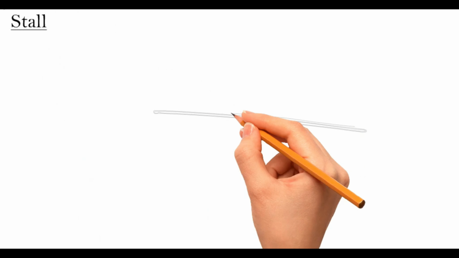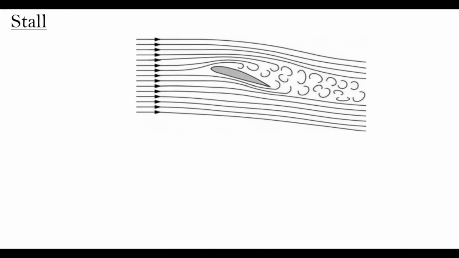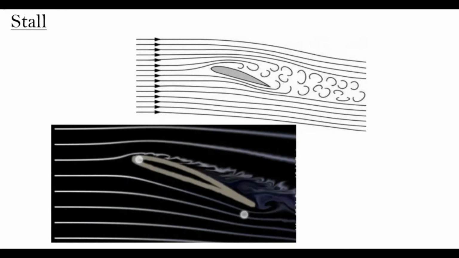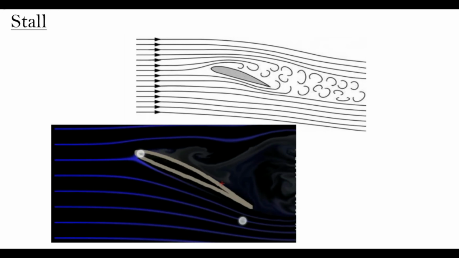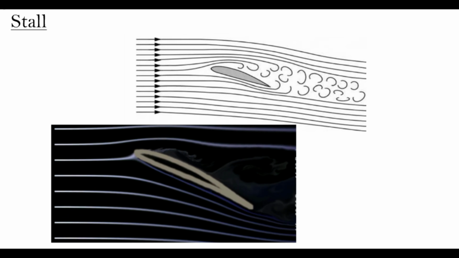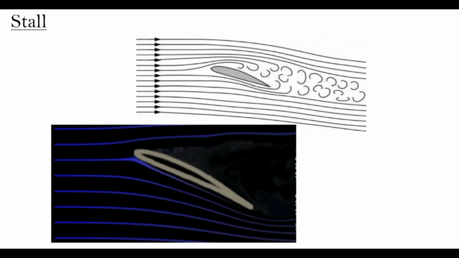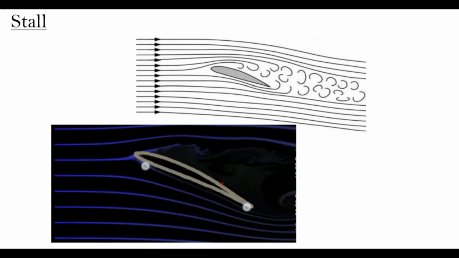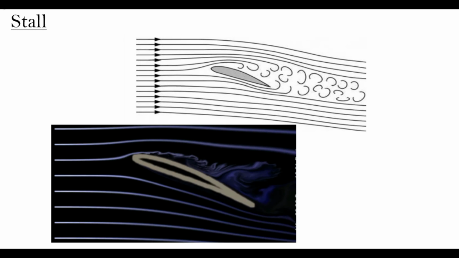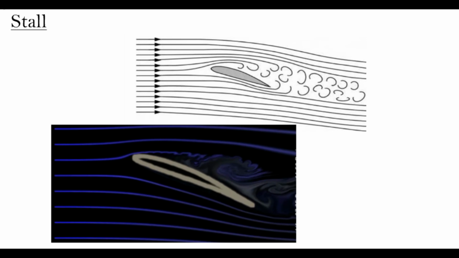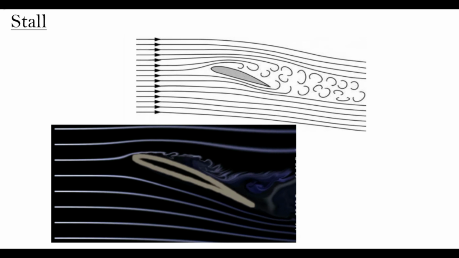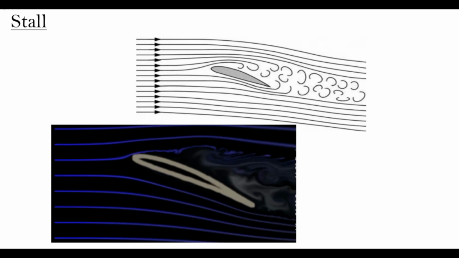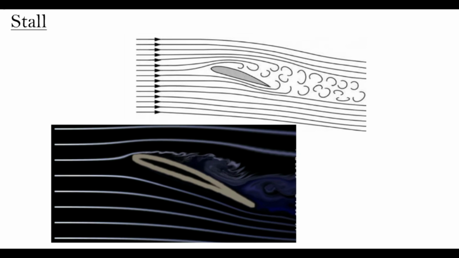Now we will discuss what stall is. When the angle of attack of the airfoil is increased gradually, the lift force increases rapidly up to a certain point, as you can observe here, and then suddenly it begins to drop off. The point where we obtain maximum lift is known as the stall point. We also call it the critical angle or stall angle.